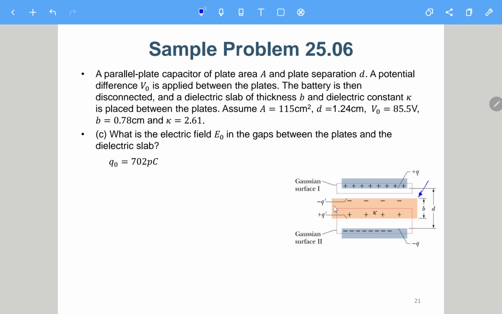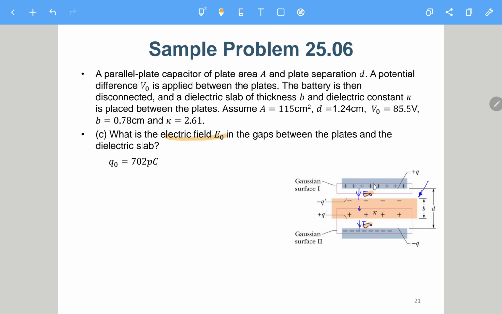Considering this case, the slab is placed in the middle, so there is a gap on top of it and at the bottom of it. In this case this one will be E0, and this one will be E0. And in the slab there will be another E. I'm not sure what the notation is, but for this question C, we would like to consider E0 first, which means the E field between the slab and the conducting plate.